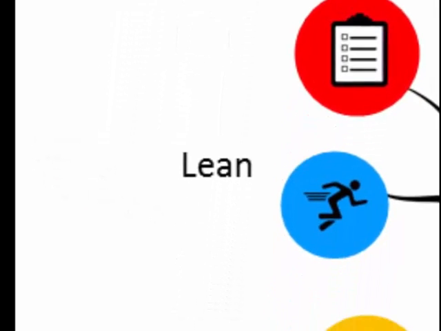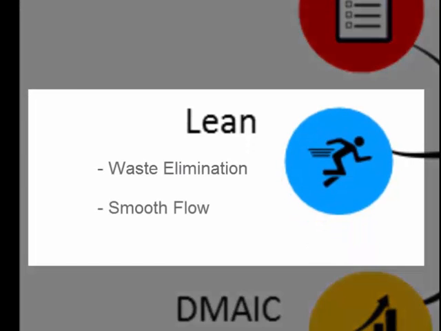Next up, there's lean. With lean, waste is the enemy, and we want smoother process flow. These projects might include things like using 5S to organize your stockroom, moving equipment around to create a better workflow, or eliminating batching to improve throughput.